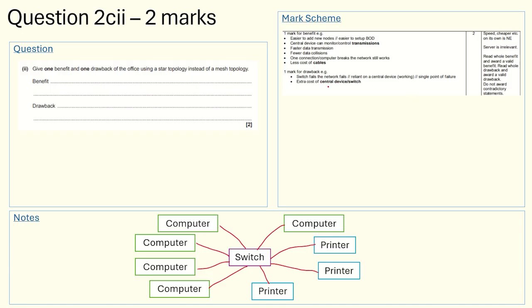The drawback, the obvious drawback here is we are heavily reliant on this switch to be functioning correctly because its job is to transmit the data packets around to the correct destinations.